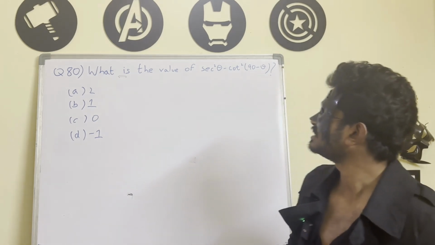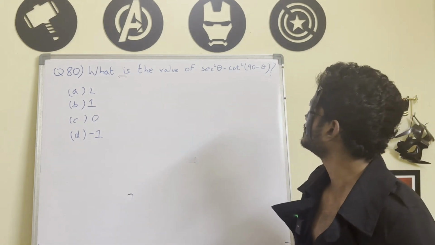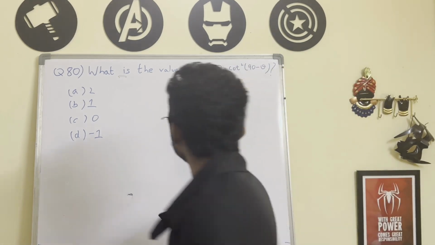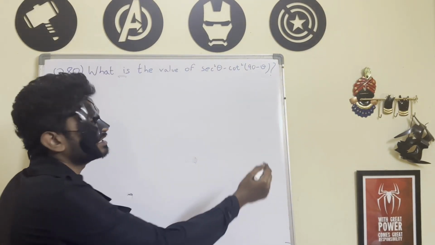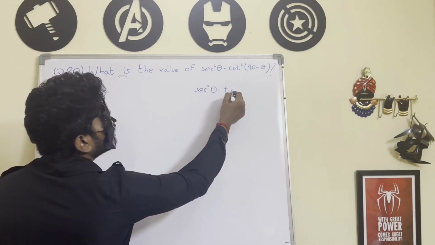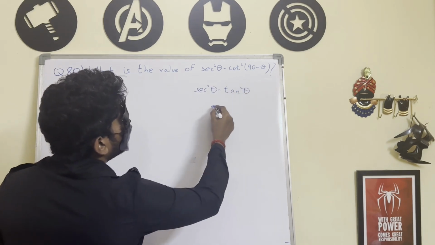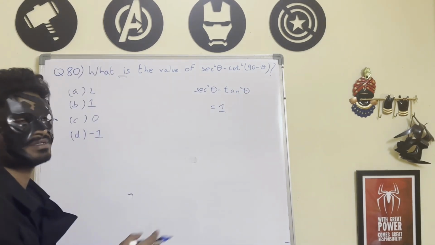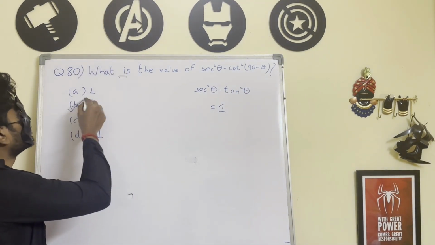So superhumans, next question is what is the value of secant square theta minus cot square 90 minus theta. Here cot 90 minus theta is nothing but tan theta. So this I can write as secant square theta minus tan square theta. So we already know this is an identity, secant square theta minus tan square theta is equal to 1. So option B is right.